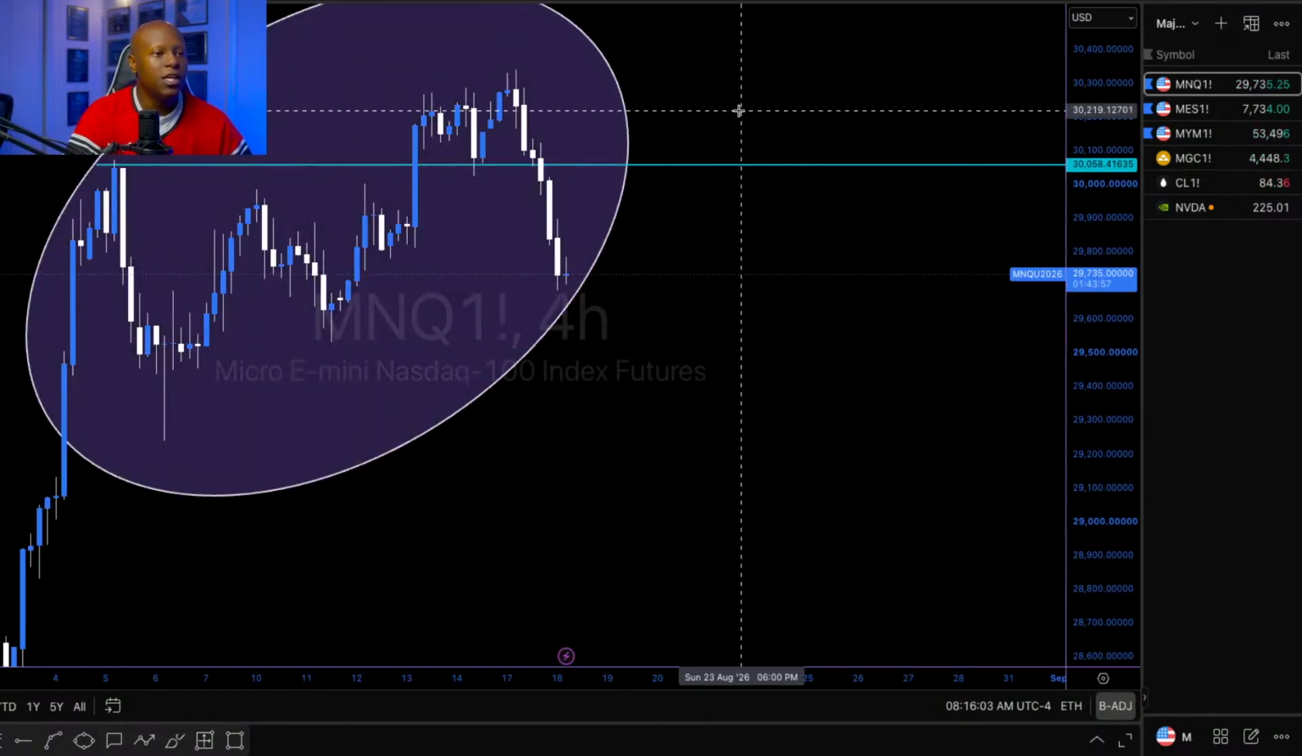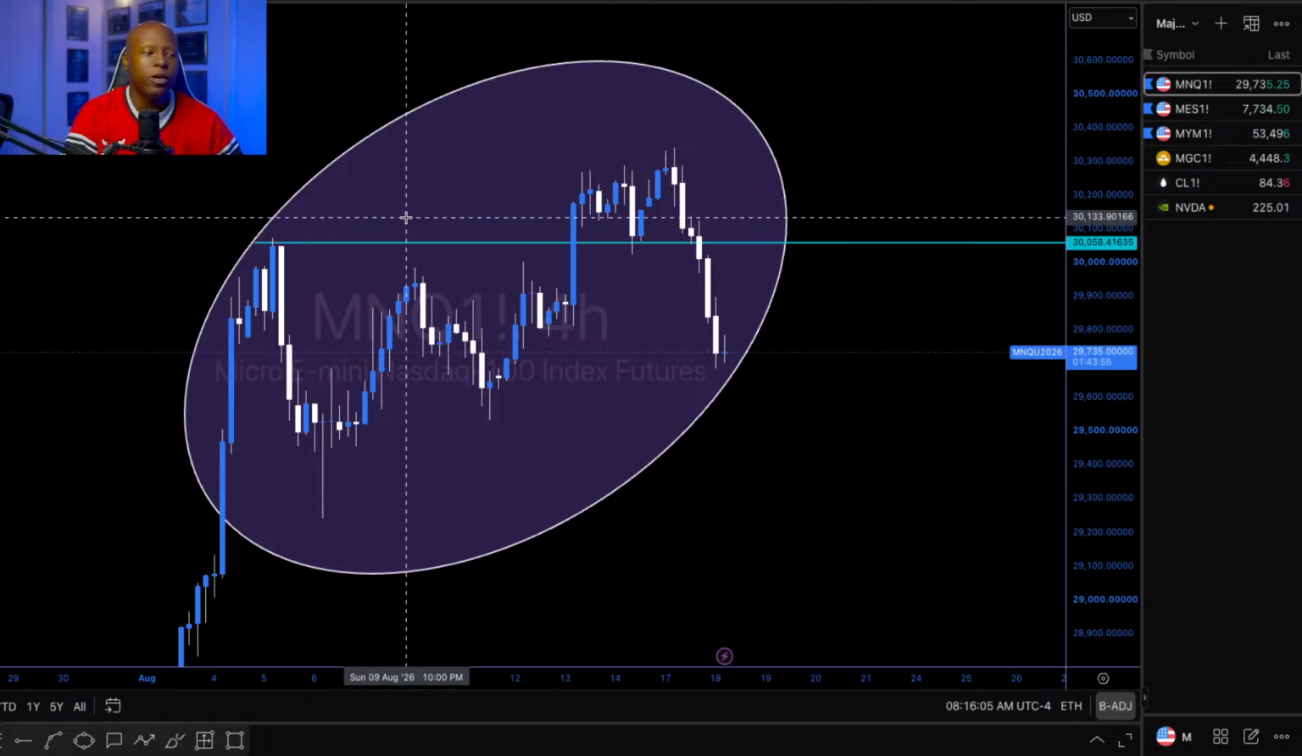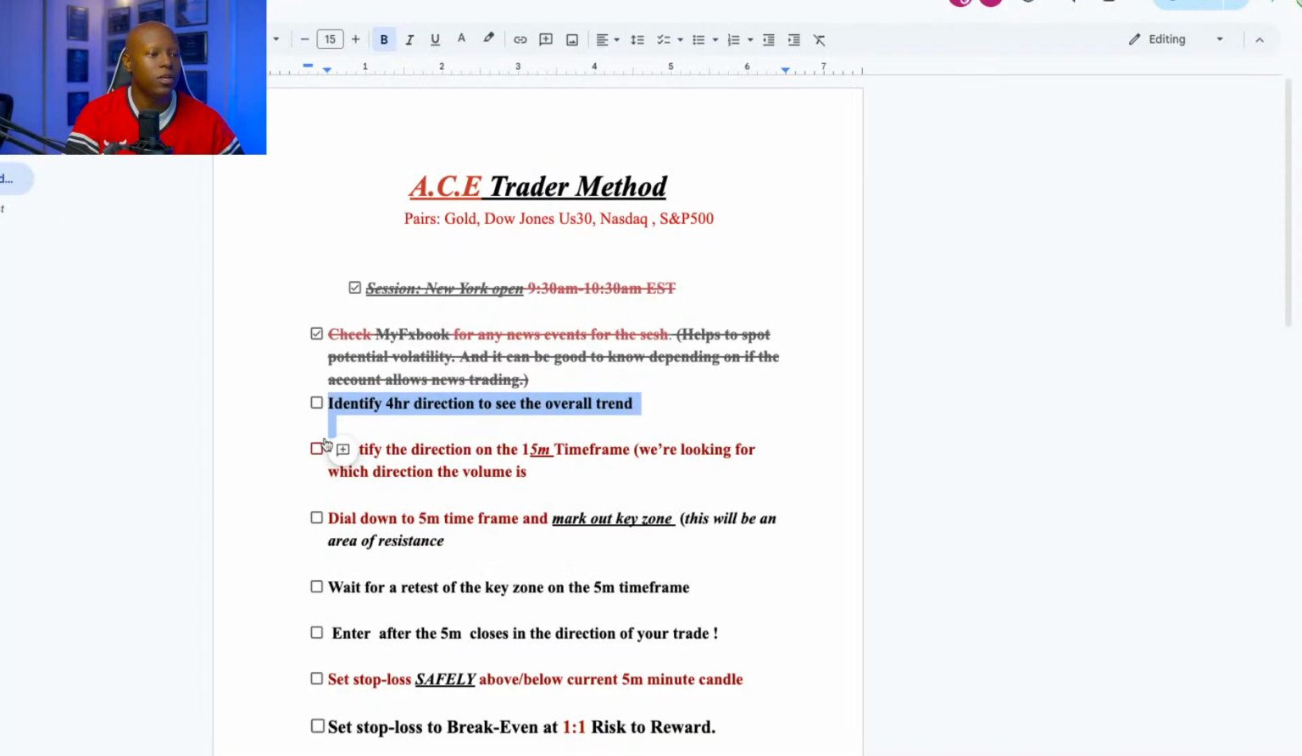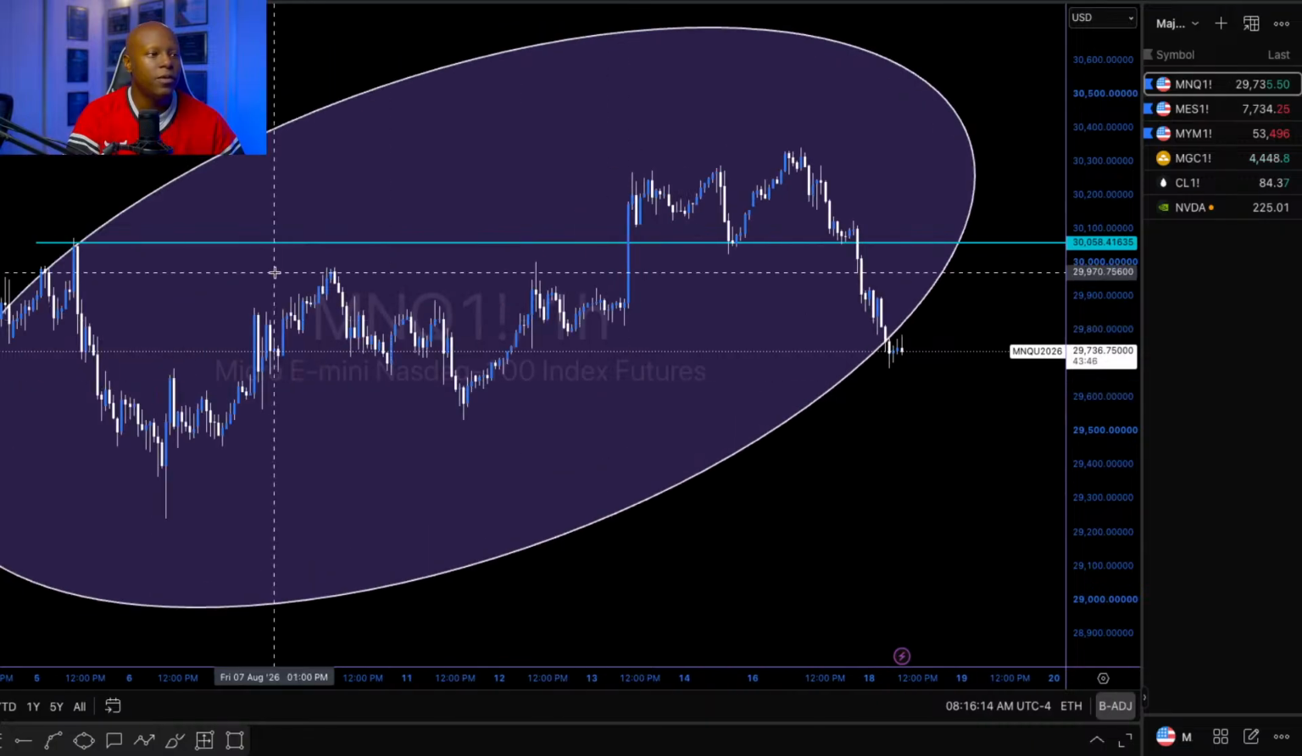So if we're taking a look at what we're looking at currently, we're in a bearish market structure here on our 4-hour time frame. The next step that we want to do after we check that off is identify our direction on the 15-minute time frame. So that's what we're going to do here.